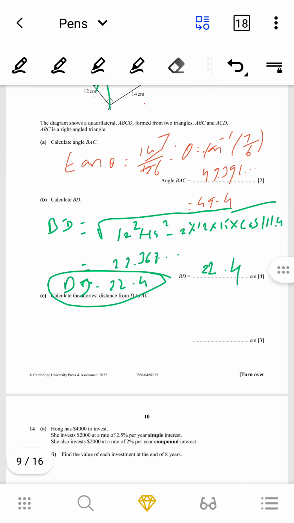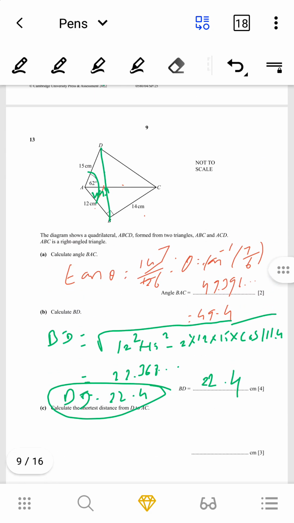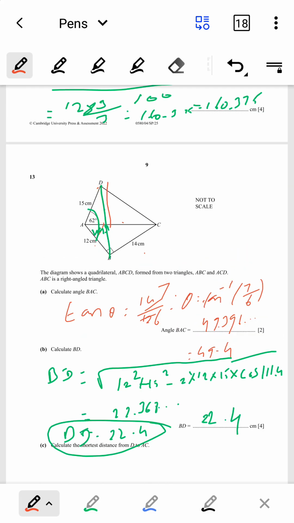So moving forward, next one, calculate the shortest distance from D to AC. From D to AC, which means this distance they are asking. D to this one. We can mark some other names here: A, B, C, D, E. This DE distance we need. I thought this will be one of the triangles.